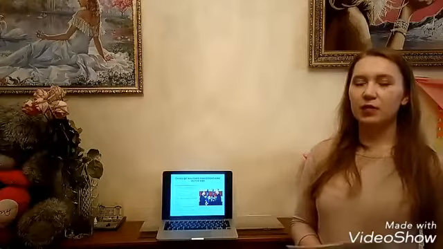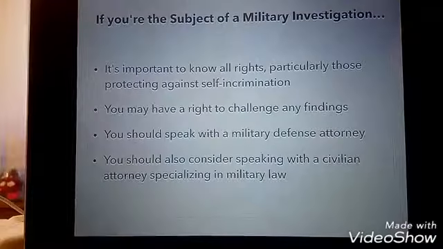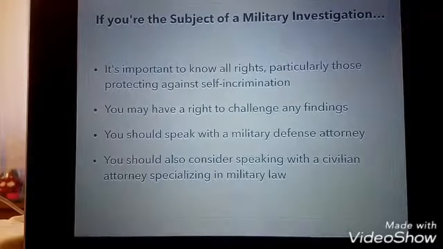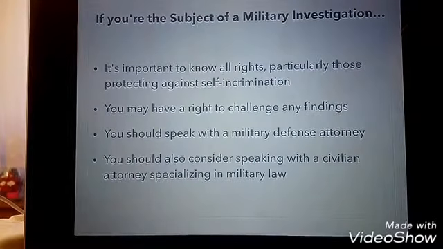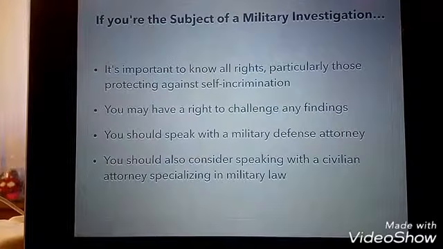And now I would like to tell you about what you have to do if you are a subject of a military investigation. Well, I'd like to say that if you're the subject of a military investigation, it's important to know all of your rights, particularly those protecting against self-incrimination. Also, if you're subject to a military investigation, you must be advised of your rights under Article 31 of the UCMJ.